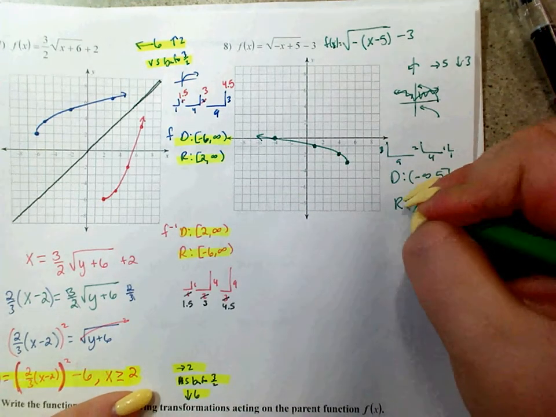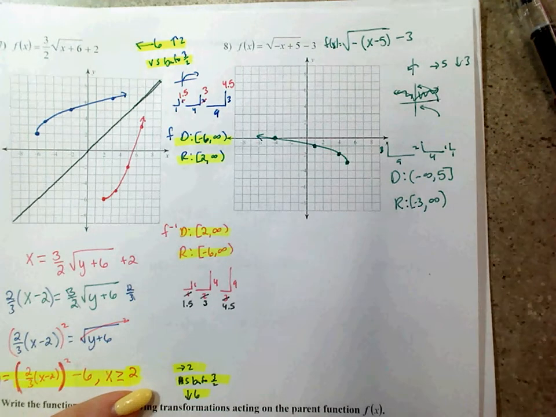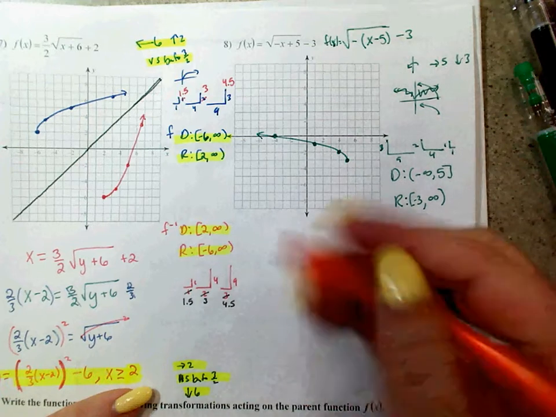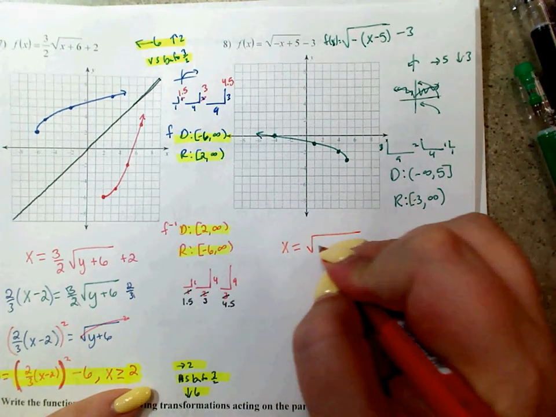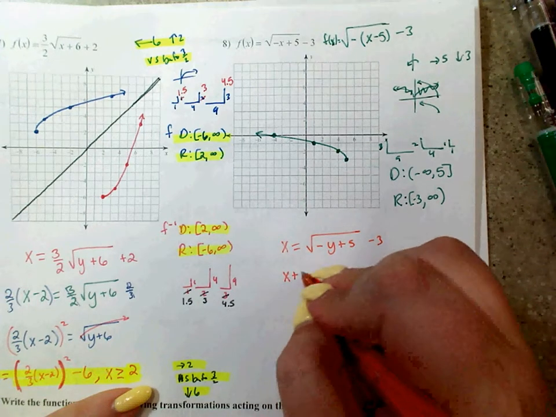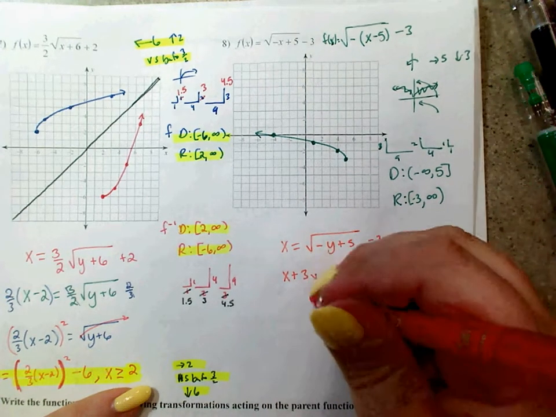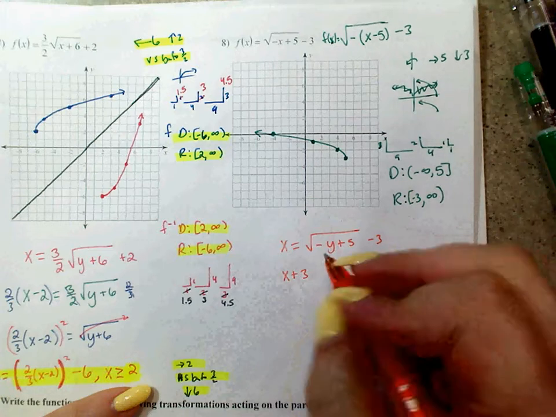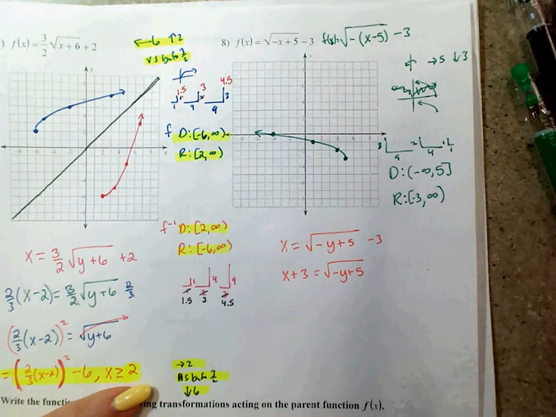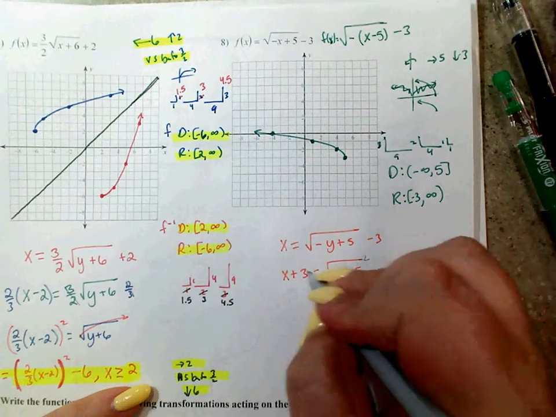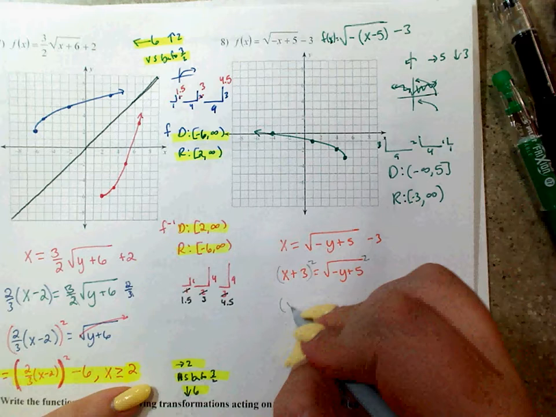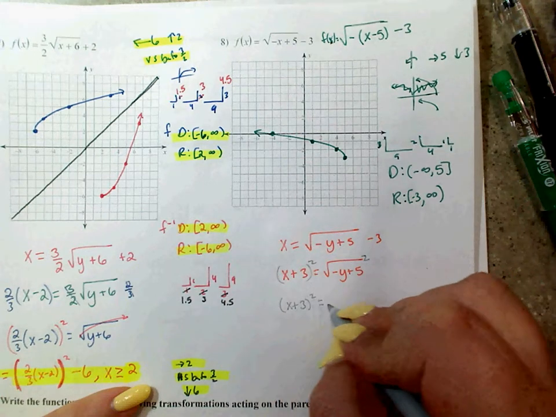So, negative 3, comma. Alright. Now we need to find the inverse. So, x equals the square root of negative y plus 5, minus 3. I'm going to add the 3. So add that 3 over, x plus 3 equals the square root of negative y plus 5. And I'm going to square both sides. So I've got x plus 3 quantity squared equals negative y plus 5.